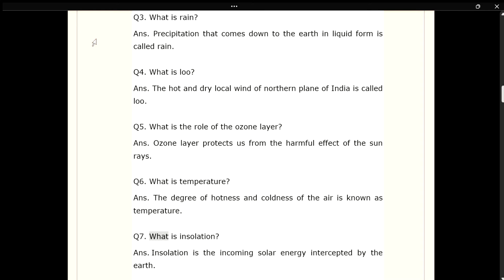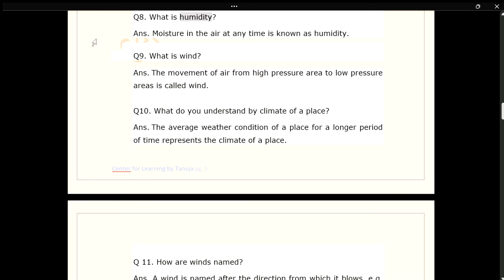Q7. What is insolation? Ans. Insolation is the incoming solar energy intercepted by the Earth. Q8. What is humidity? Ans. Moisture in the air at any time is known as humidity. Q9. What is wind? Ans. The movement of air from high pressure areas to low pressure areas is called wind.